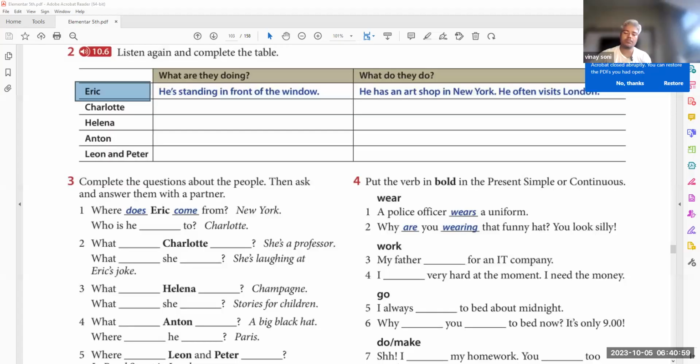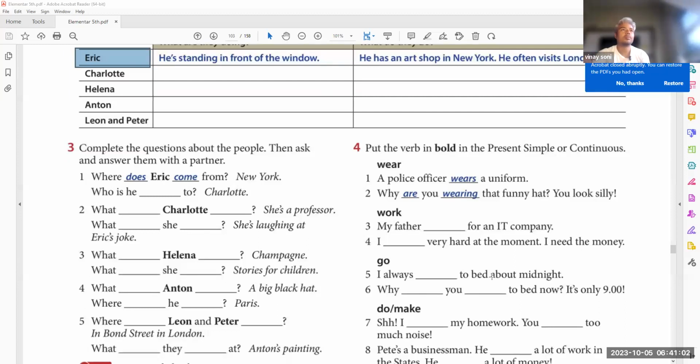Let's listen to the conversation. Ten point six. Who's who at the art exhibition? Oh dear, I don't know anybody. Who are they all? Oh dear, I don't know anybody. Who are they all?